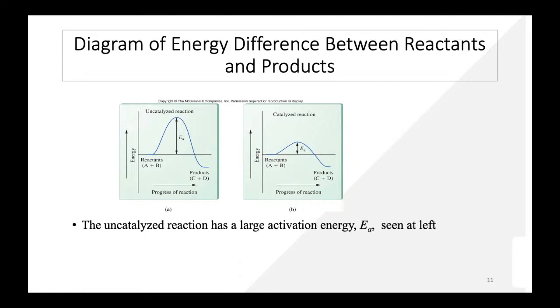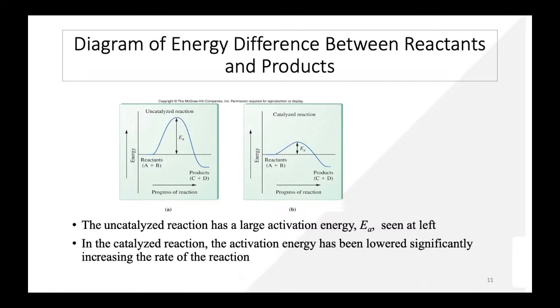So the uncatalyzed reaction has a large activation energy, that is EA, which is seen on the left, and on the right hand side it has lowered significantly because of the rate of the reaction with the help of your enzyme.